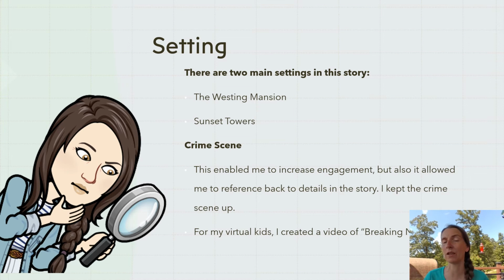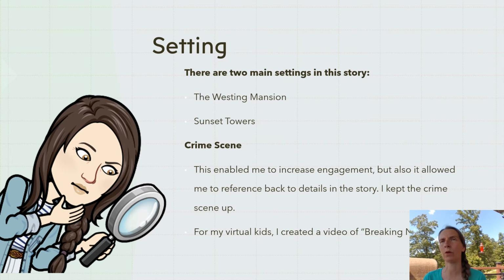All right, so let's go to setting. There are 2 main settings in this story, the Westing Mansion and Sunset Towers. I really think that is a really great way to keep track of what's happening in this story. This year I took a little file folder and made a little tower, and I did little apartments on each side of that, which really helped them to see who was where when they were trying to decipher clues at the multitude of times that the book gave them to work through clues.